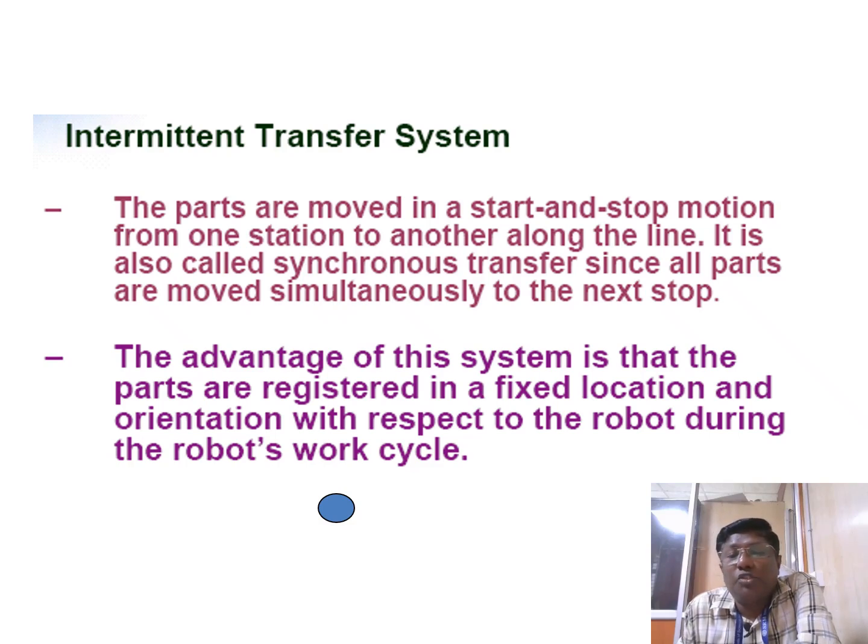See, suppose 5 components are coming. Assuming that the processing, welding by one robot, is taking place at 5 locations one by one, then all 5 components will be moved to the next location at a time. That is called intermediate transfer. The advantage of this system is that the parts are registered in a fixed location and orientation with respect to the robot during the part work cycle.